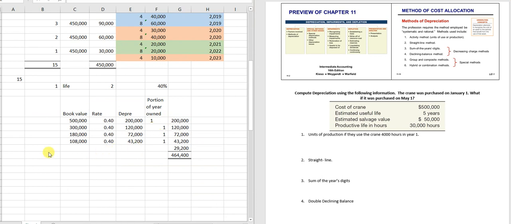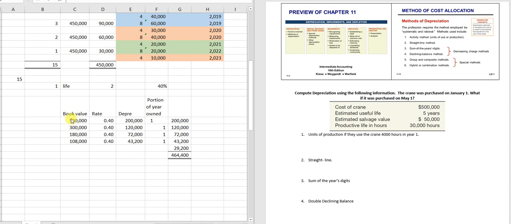In double declining balance, the formula is 1 divided by the life times 2. So in this case, my life is 5 years. So I'm going to take 1 divided by the life of 5 years times 2, and I get 40%. And I simply take the book value times the rate.